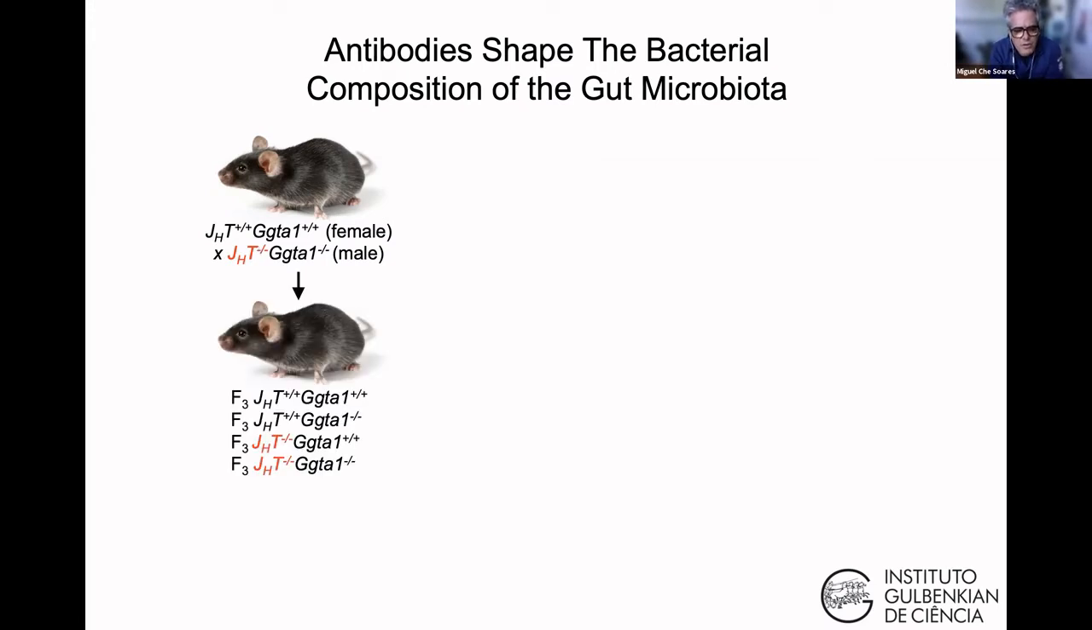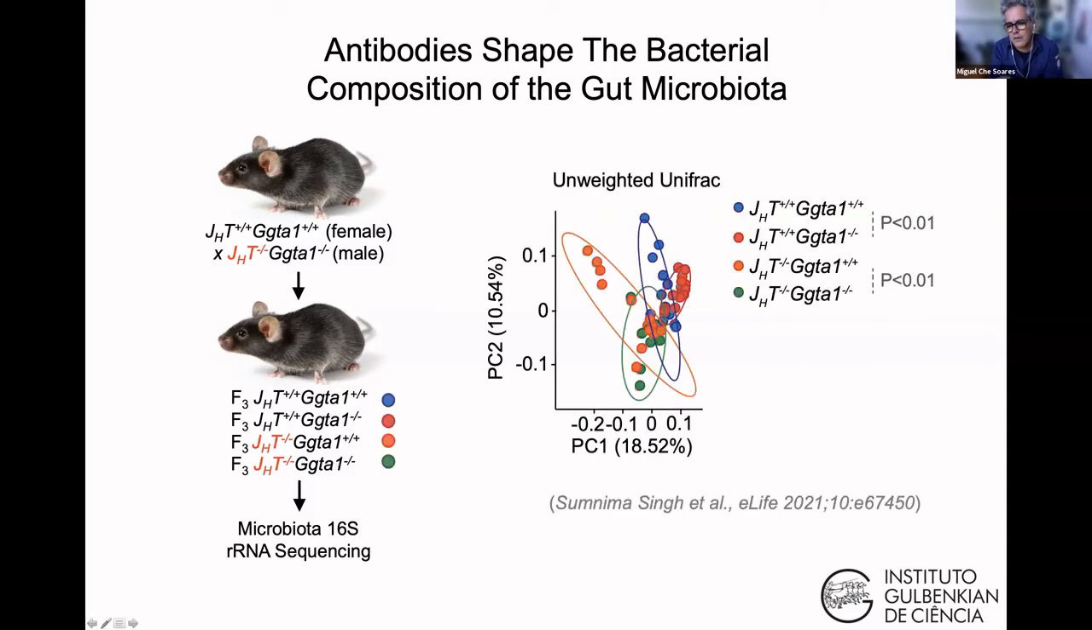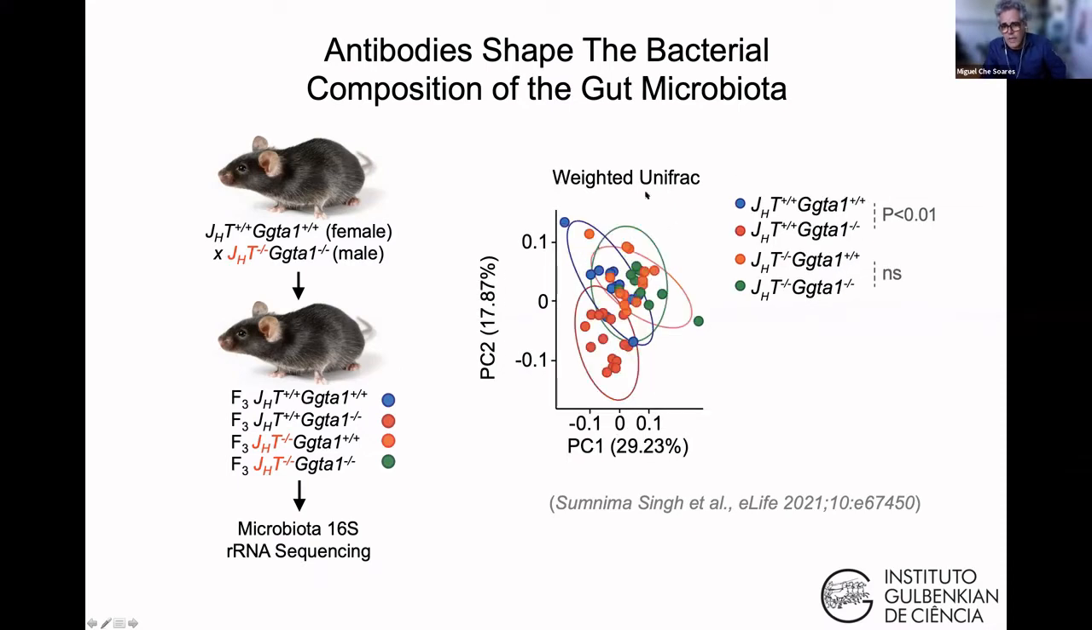So we segregated all the genotypes, and initially we controlled for the microbiota. Then we segregated the genotypes and asked whether the microbiota would segregate in a way that depends on B cells or the GGT1 genotype. In unweighted UniFrac, which is a bit difficult to grasp in the beginning, in the presence of B cells there is a difference between this genotype, but it also appears in the absence of B cells.